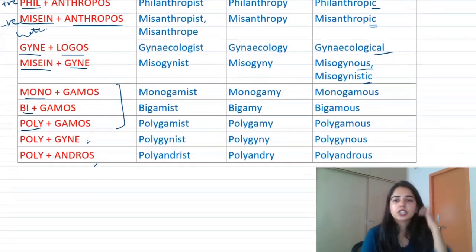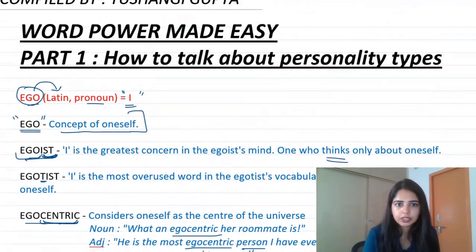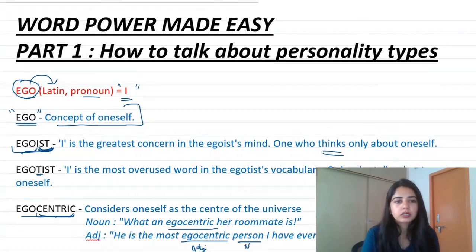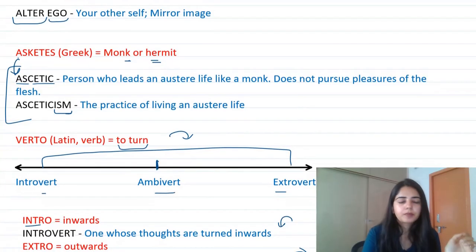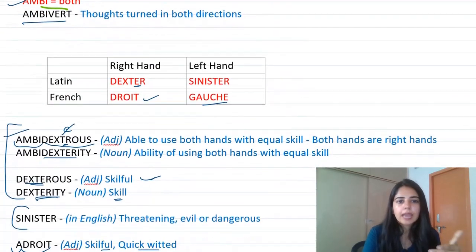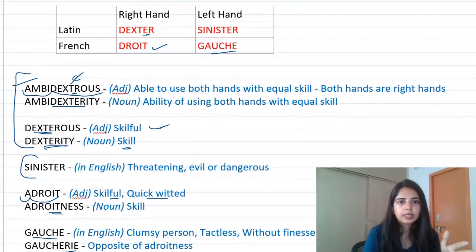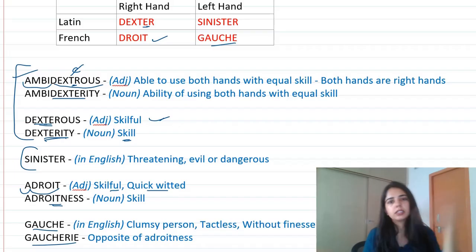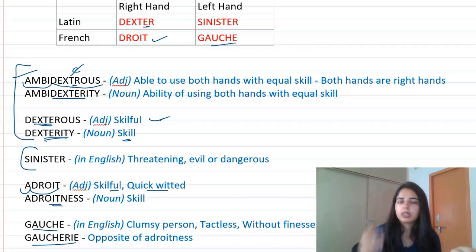So that is the session for today. We have learned a lot of words. I think we have covered 30 plus words in today's session. The main root words were ego, alter, ascetes, monk, and verto, which means to turn. Then ambi means both. We read about dexter, sinister, adroit, gauche. It's very easy if you remember it like that. You use your actual right hand and left hand to remember this. Dexterous and adroit mean skillful. Sinister and gauche mean evil or clumsy.